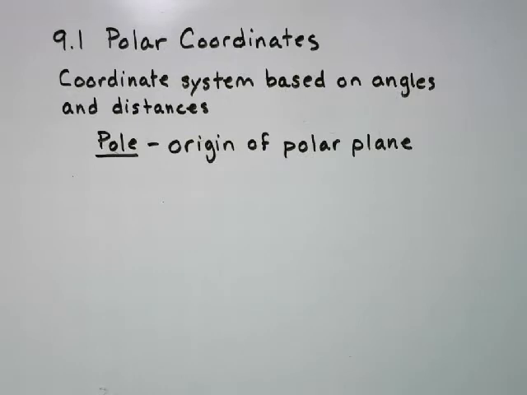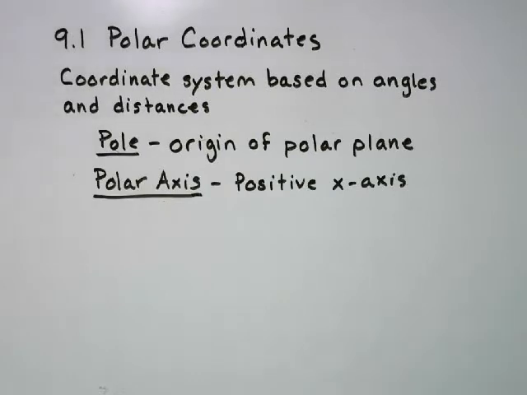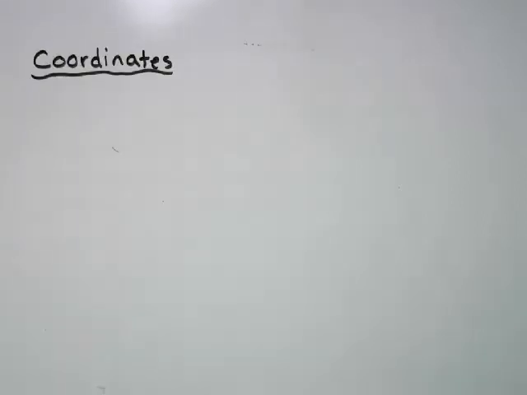First off is the pole. The pole is the origin of the polar plane. The polar coordinate system has just one axis, called the polar axis, and it's what you will think of as the positive x-axis.